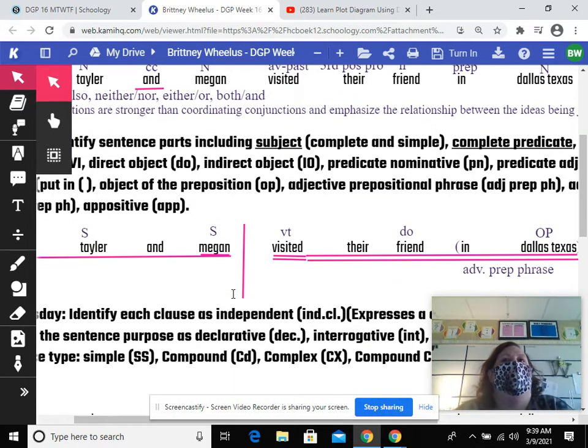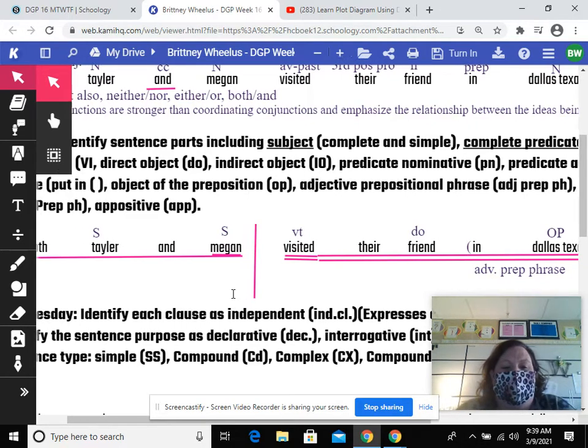All right. We're going to go ahead and do Tuesday as well. On Tuesday, we have to underline our subject and our predicate. We have to figure out if our verb is transitive or intransitive, and if we have a prepositional phrase, what type of phrase it is. Okay.